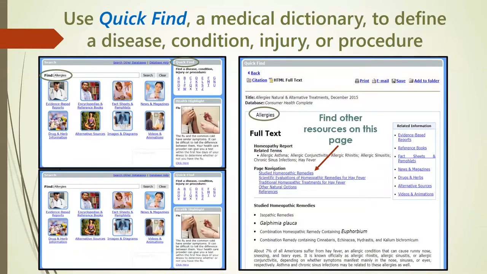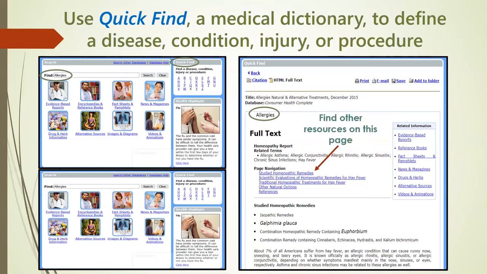You can also use a medical dictionary in this database. It's called Quick Find. So for this term, we're going to use allergies, and we can go to Quick Find on the right, and we can also click on an alphabetical listing of the different types of terms, and we can get to the allergy term in that area as well.